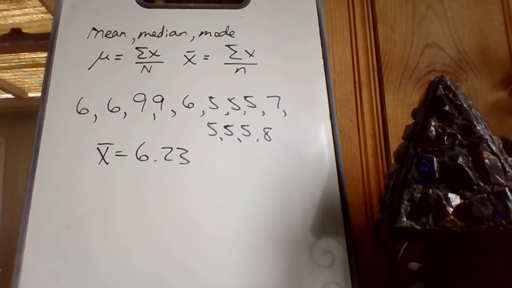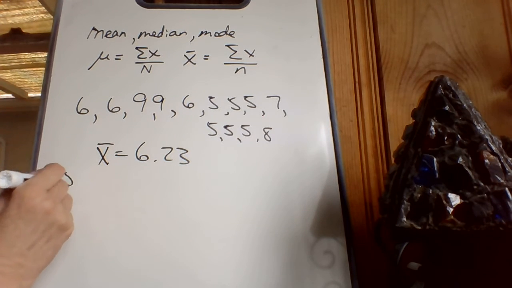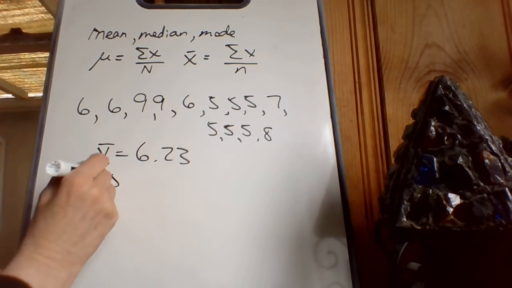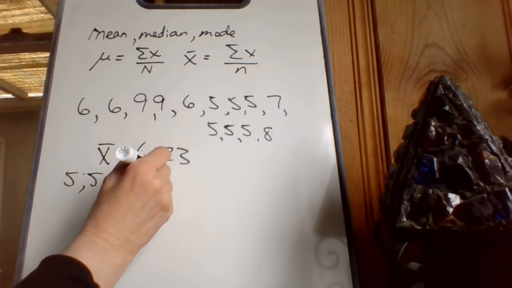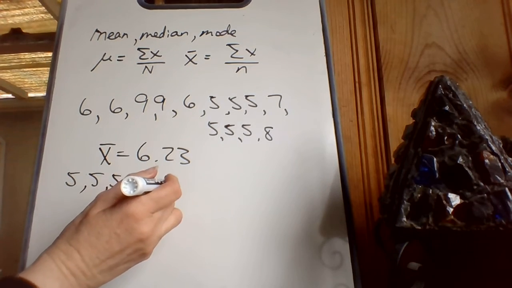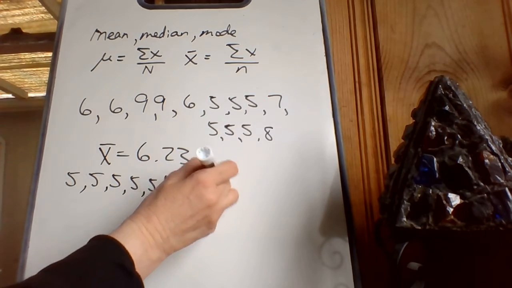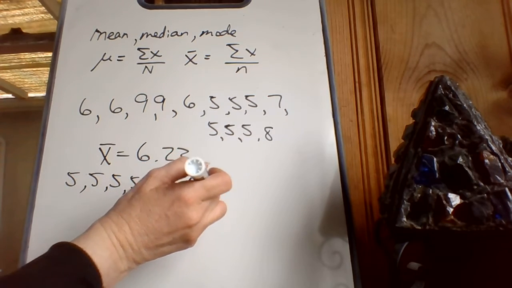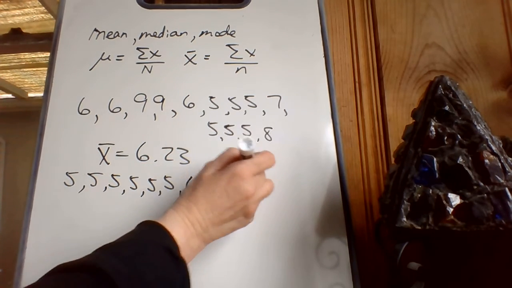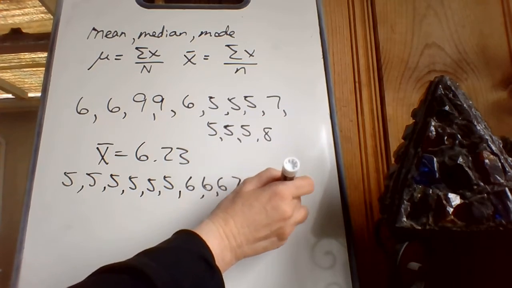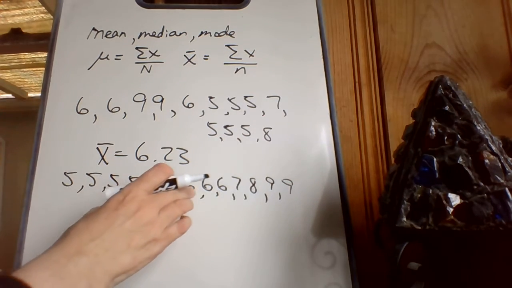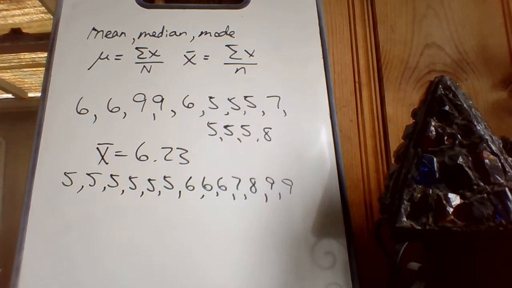Now the median. The median is rearrange them all from lowest to highest. So 5, 5, 5, 5, 5, 5, because I had like 6 of those. And then I have 3 6s. And I have a 7 and an 8 and a couple of 9s. 6, 7, 8, 9, 10, 11, 12, 13. Okay, so I've got them all rearranged from lowest to highest, and then you pick the middle spot.